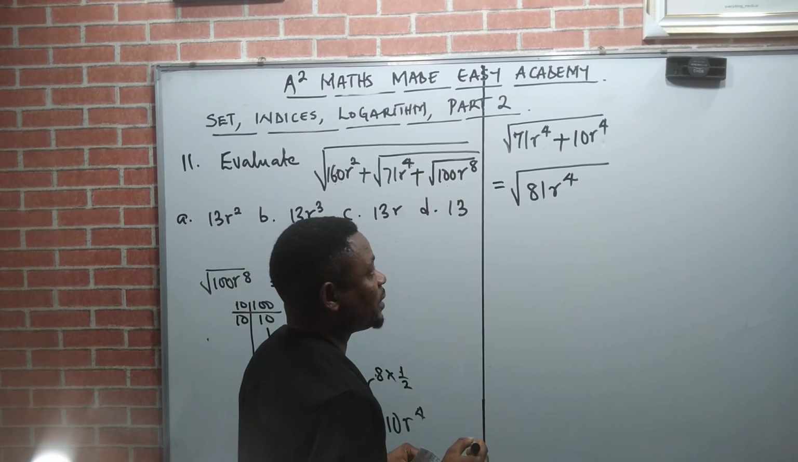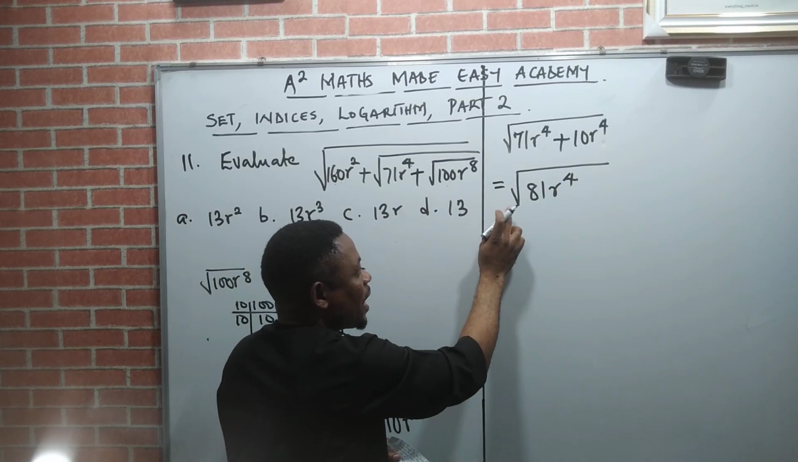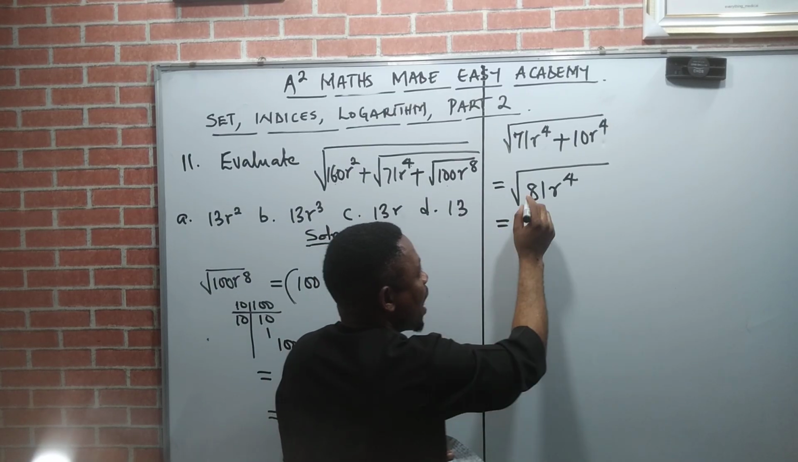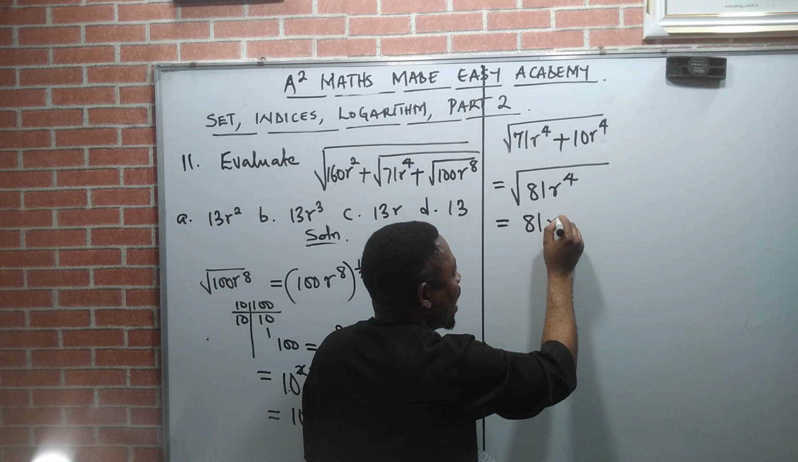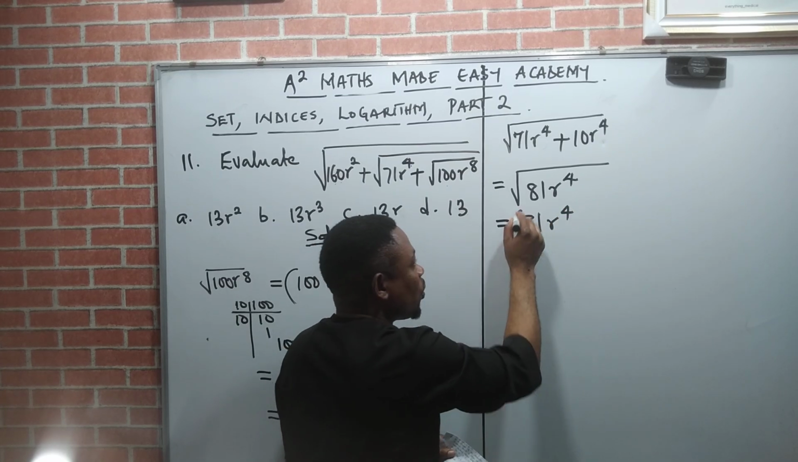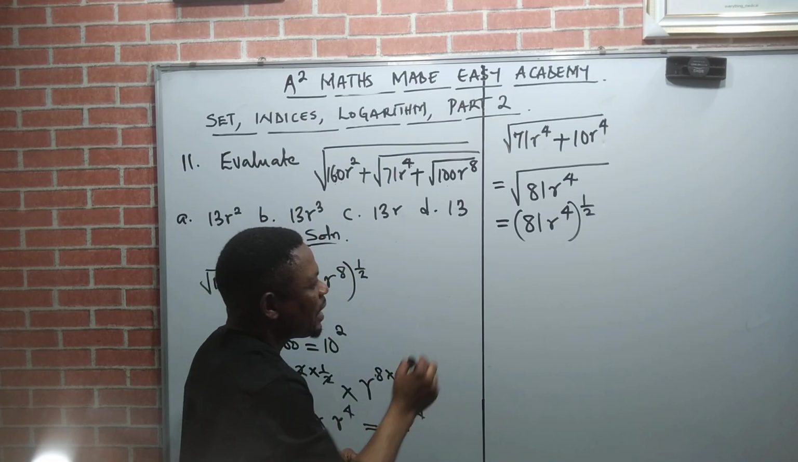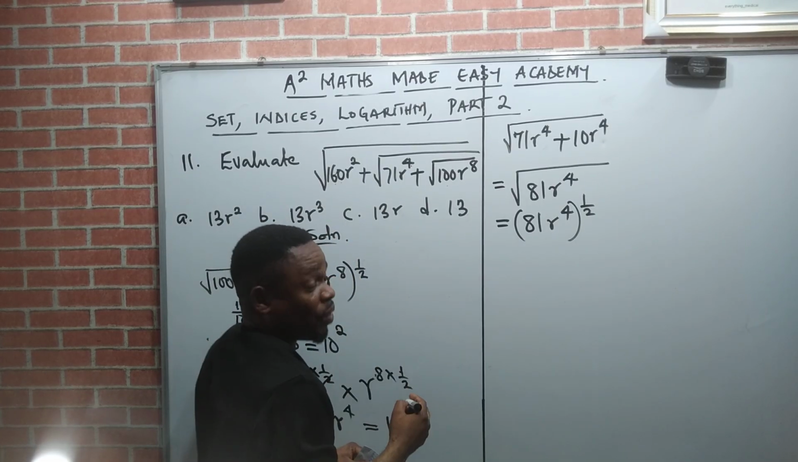Now the same thing applicable here. What did I say is square root? It means power 1 over 2. Now which means I'm going to have 81r raised to the power of 4, close the bracket, all to the power of 1 over 2. Are you with me now? Then how do we get the indices of 81?